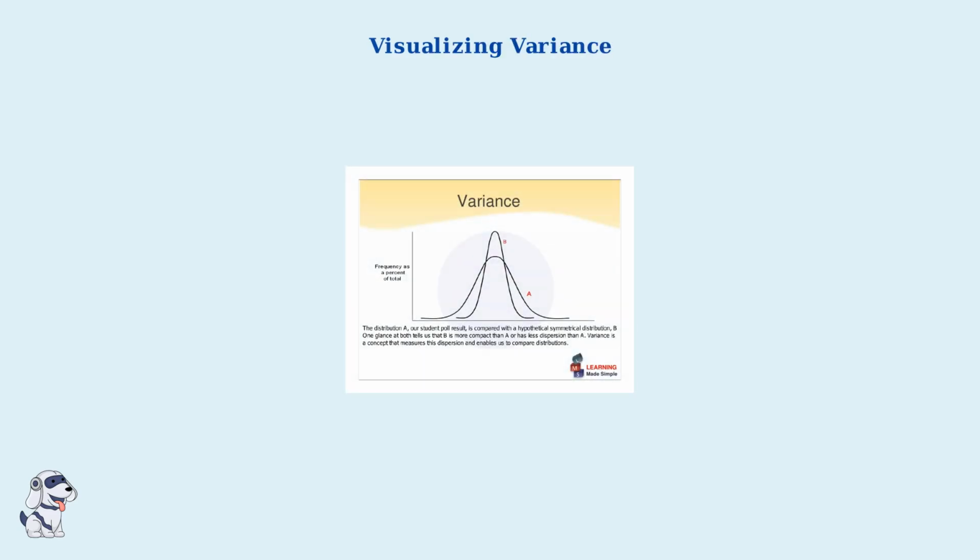For population standard deviation, we use sigma, and for sample standard deviation, we use S. To visualize the concept of variance, consider these two distributions. Both have the same mean, but distribution A has higher variance. Its data points are more spread out. Distribution B has lower variance. Its data points cluster more tightly around the mean.